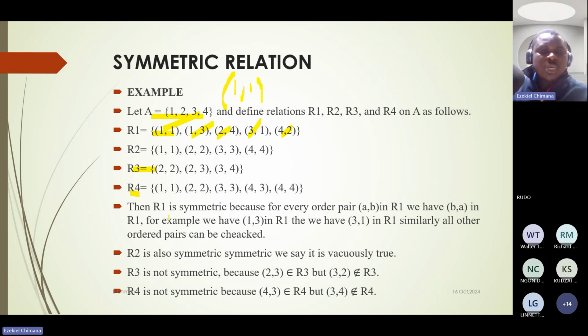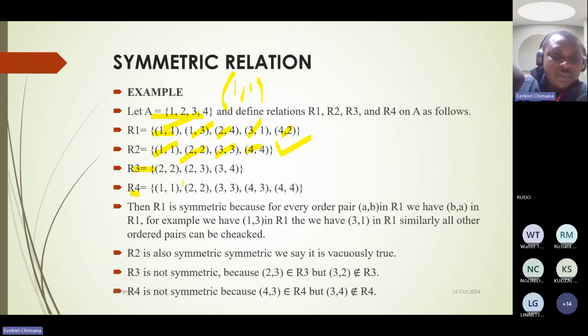Is R2 symmetric? We've got 1, 1, 2, 2, 3, 3, 4, 4. R2 is symmetric. Why? Because for every AB that we have, we also have a BA. We've got 1, 1 as our AB, and this 1, 1 is also BA, because 1, 1 is as good going forward or in reverse. So 2, 2, 3, 3, 4, 4. So it qualifies to be a symmetric relation.